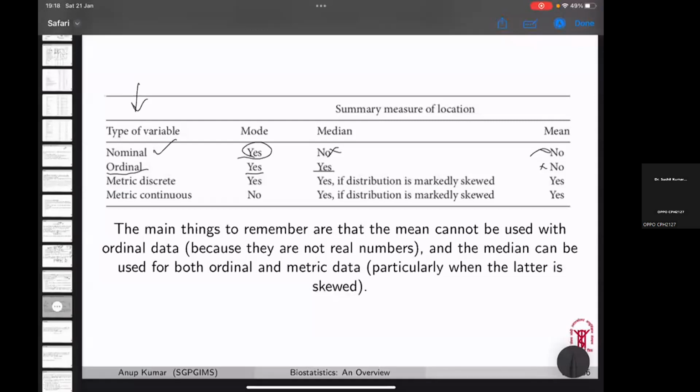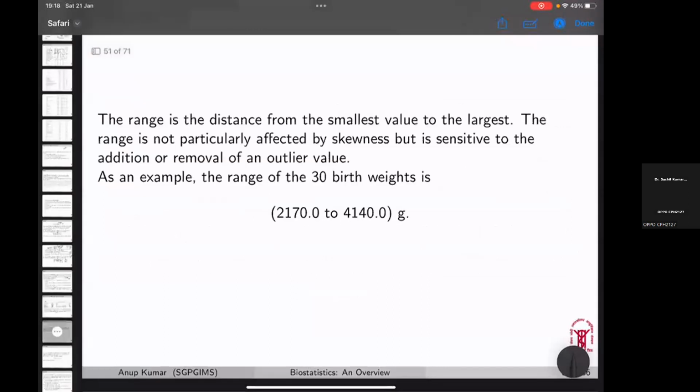Similarly, if your data is metric discrete, you can calculate the mode. The median is used if your data is skewed, or you can also go with the mean. If your data is metric continuous, the mode is irrelevant and you cannot calculate it. The median or mean you can calculate accordingly. You have to decide whether your data is skewed or not skewed.